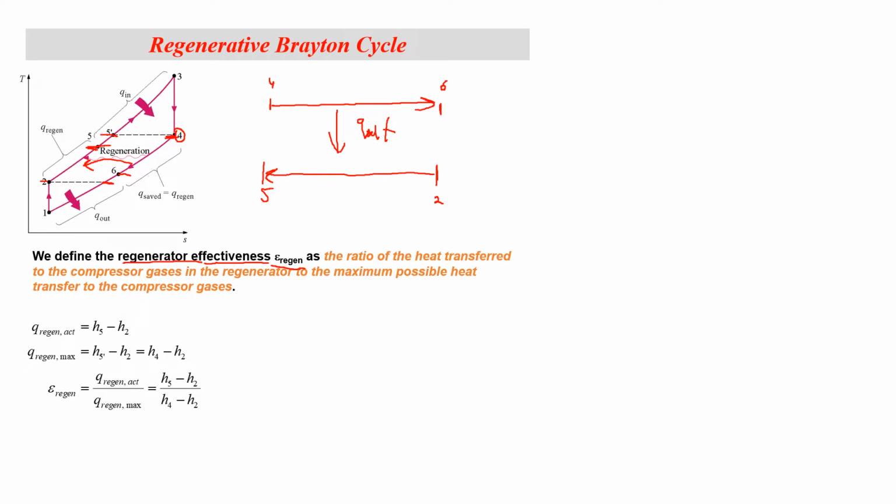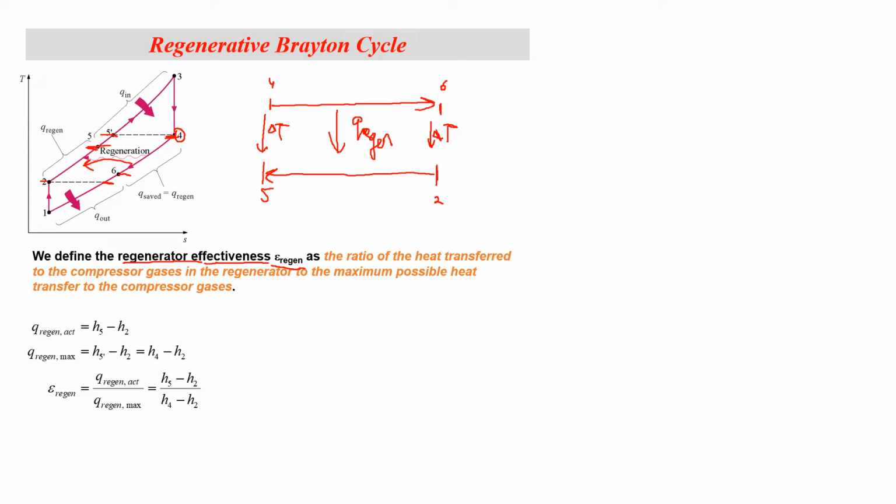Actually, we should just say this is Q regen. The only way you can have heat transfer here is if this 4 and this 5 have a delta T, and this 6 and this 2 also have a delta T. As soon as there is no temperature difference between 0.4 and 0.5 or 0.6 and 0.2, there is no heat transfer possible, right? So realistically, if the regenerator or the heat exchanger between the exhaust and the intake is of finite length, you cannot have 0.4 and 0.5 be equal to each other.